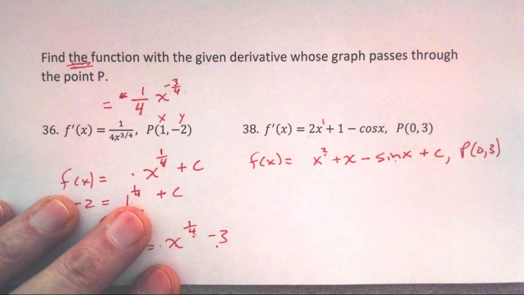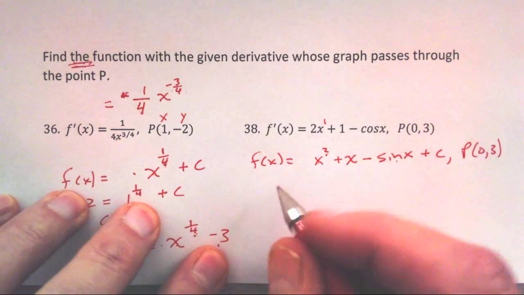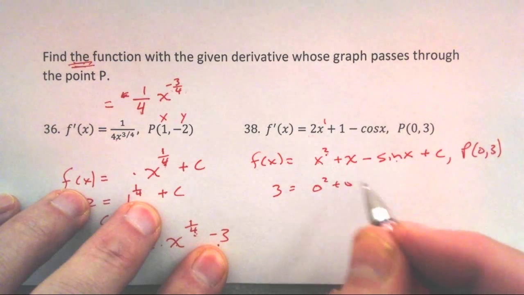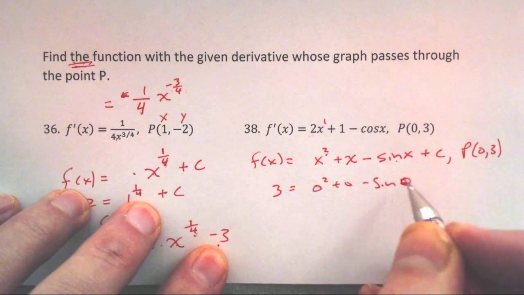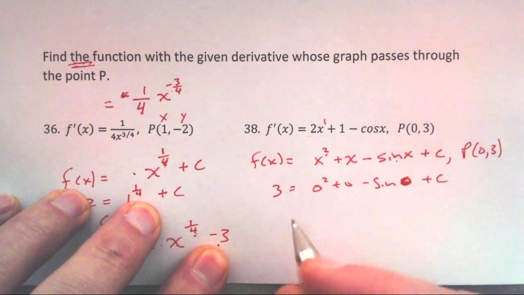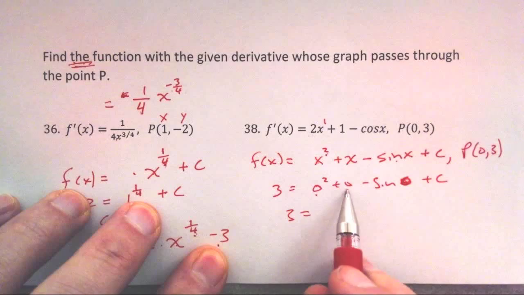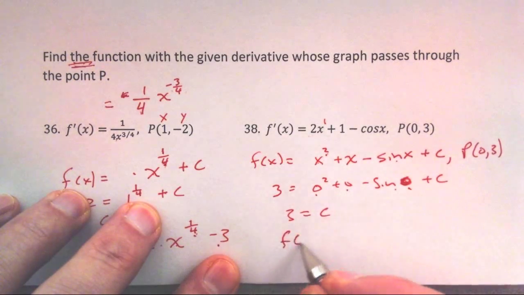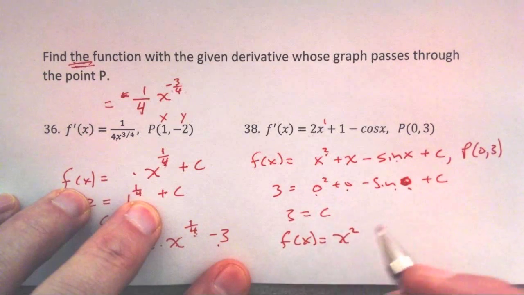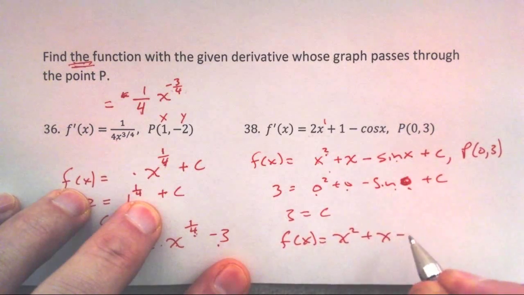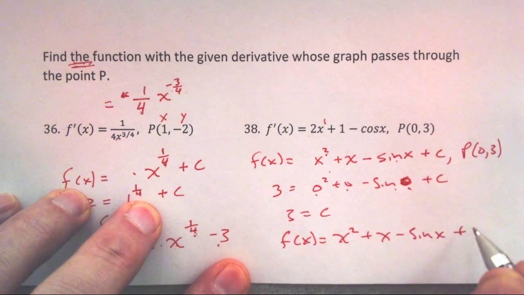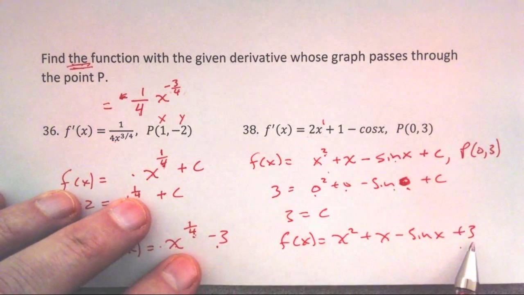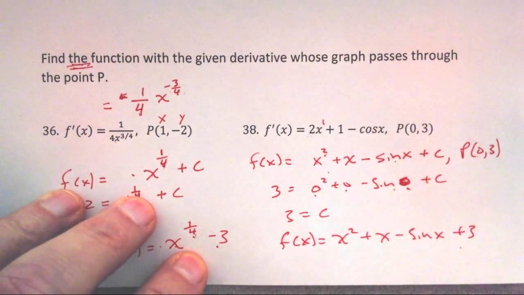I need to force it through that point. So y is 3 when x is 0, well, that's convenient. I get 0 squared plus 0 minus sine of 0, whoops, not theta, what a habit, plus c. That is 3 equals, this is 0, this is 0. Sine of 0 is 0. So I end up with this function. F of x is x squared plus x minus sine of x plus 3. That plus 3 takes whatever curve this is and forces it to go through the point 0, 3.